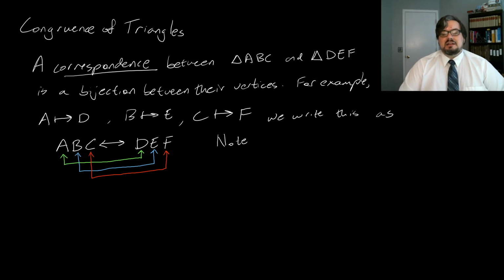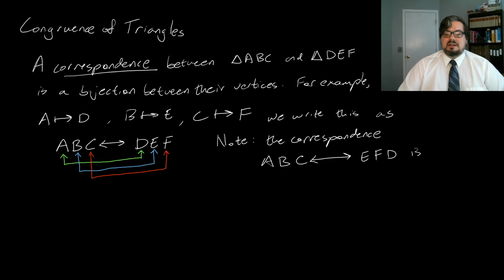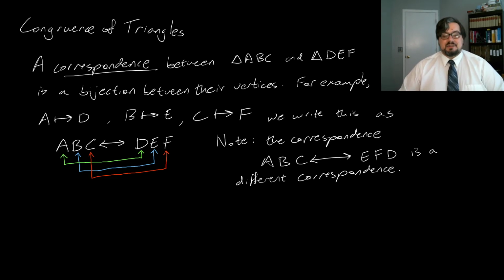Note that the order very, very much matters here. Let's take the correspondence ABC corresponds to EFD. That is a different correspondence, because this correspondence associates A to E, B to F, and C to D. So we want to start with the idea of a correspondence between triangles.